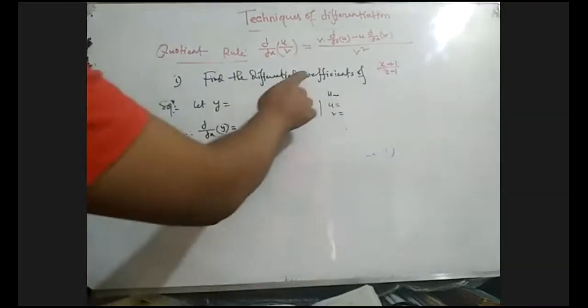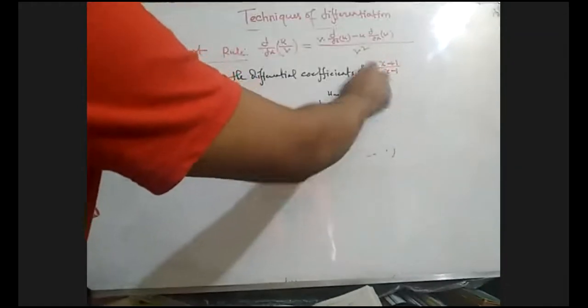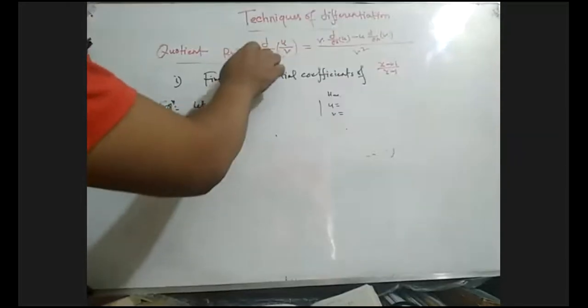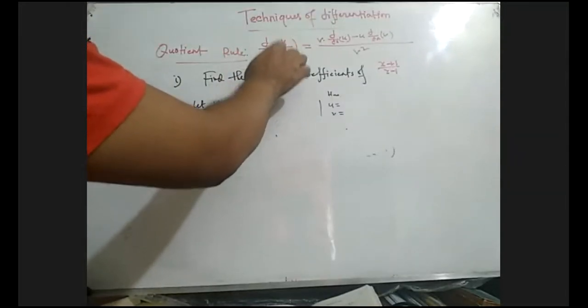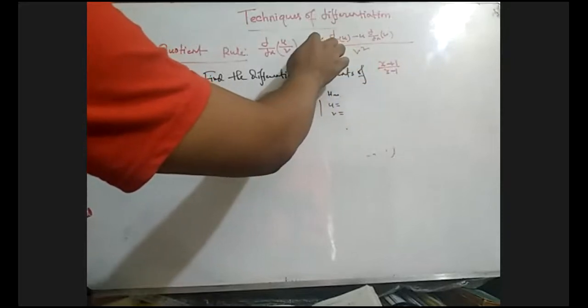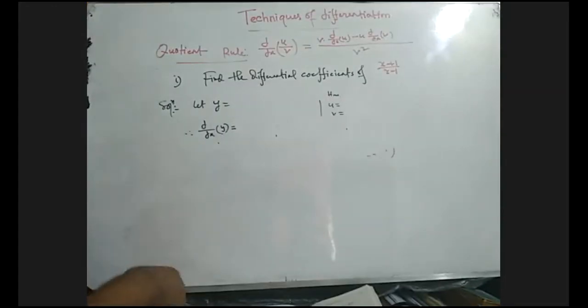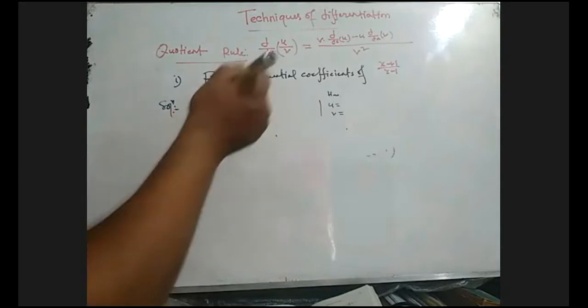So find the differential coefficient of (x plus 1) divided by (x minus 1). So this is the ratio. Division rule. So division rule means what? d/dx of u by v means: in the denominator v squared, and in the numerator start with v into d/dx of u minus u into d/dx of v.